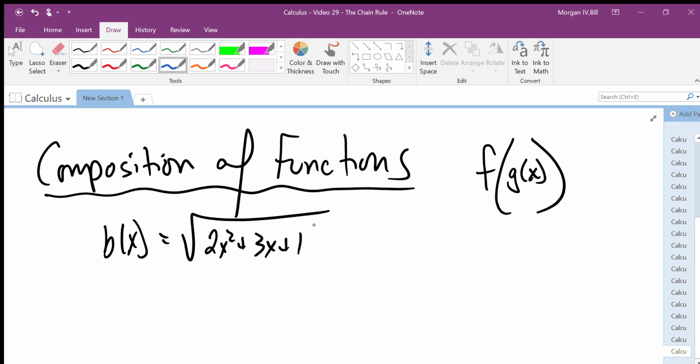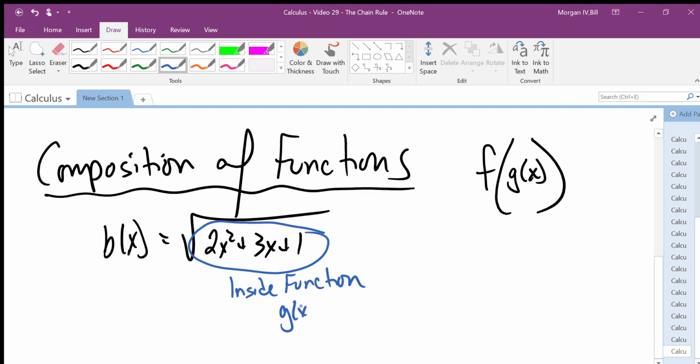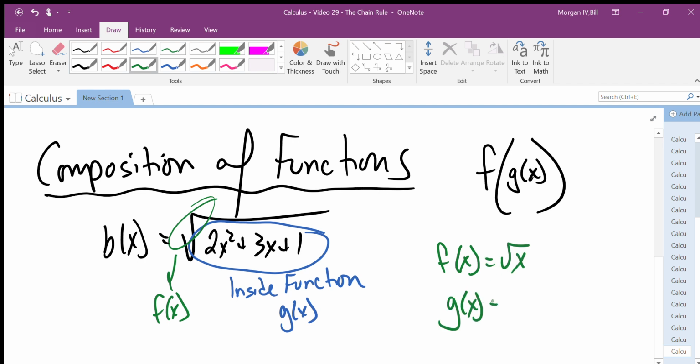The inside function, this is the inside function. That is like the g of x. Whereas the outside function, the square root part, right? The square root part, that is like the f of x. Or we might see it like this. You have f of x is equal to the square root of x. G of x is equal to 2x squared plus 3x plus 1. Right, those are two functions.